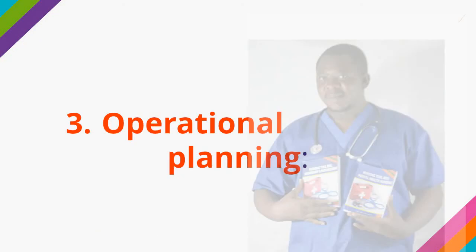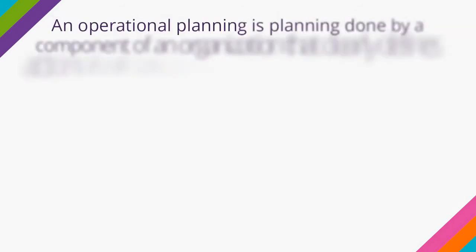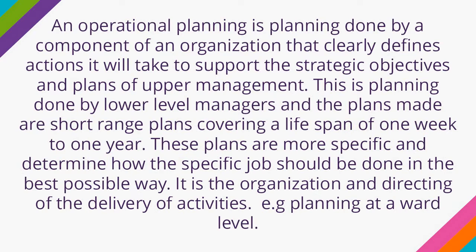3. Operational planning. Operational plans are about how things need to happen. An operational planning is planning done by a component of an organization that clearly defines actions it will take to support the strategic objectives and plans of upper management.